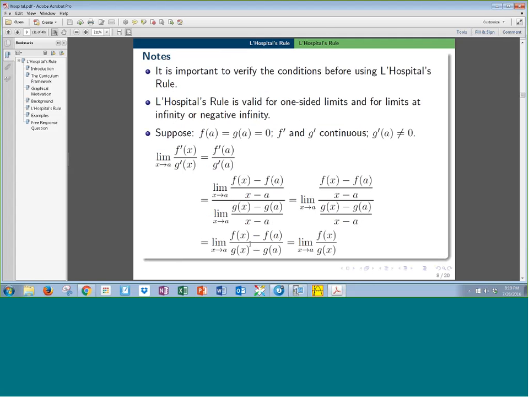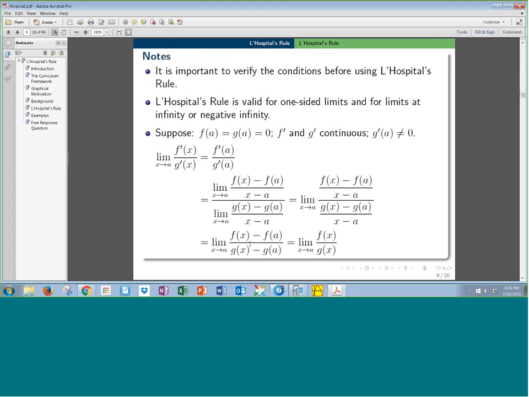A couple of notes on this next page, and then we'll do a couple of examples. I want to remind you that it is important to verify the conditions before we use L'Hopital's rule. I'd suggest that you emphasize that to your students when they take the AP exam, that they should demonstrate that the numerator and the denominator are both going to 0 or plus or minus infinity. I also want to remind you that L'Hopital's rule is valid for one-sided limits and for limits at positive or negative infinity. So as x goes to a from the right, for example, or as x goes to infinity or minus infinity.